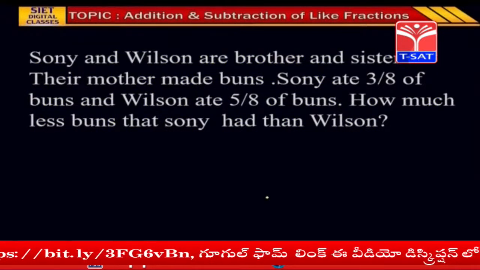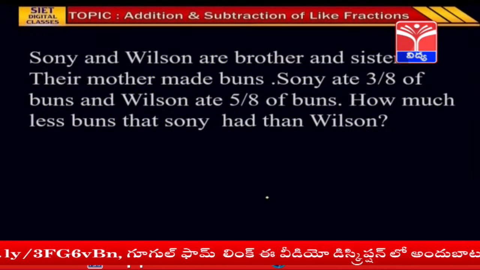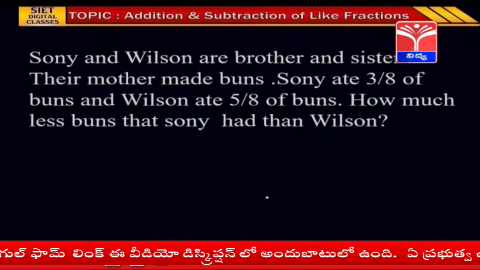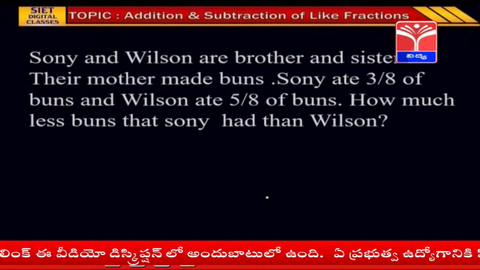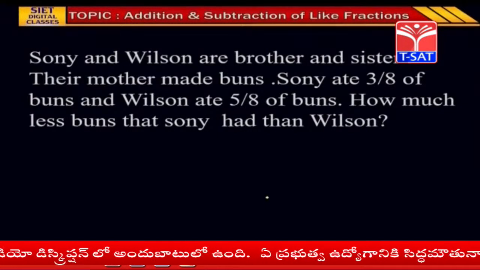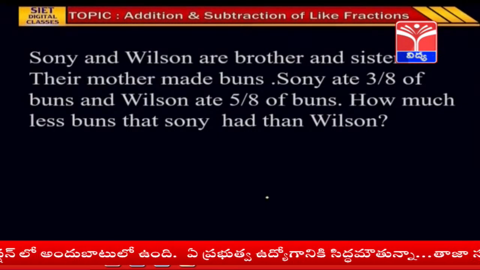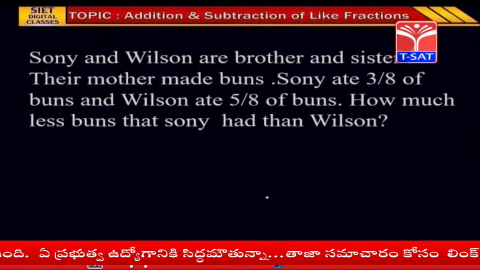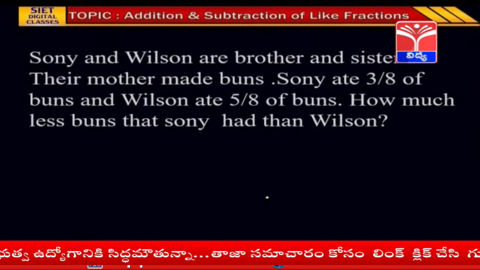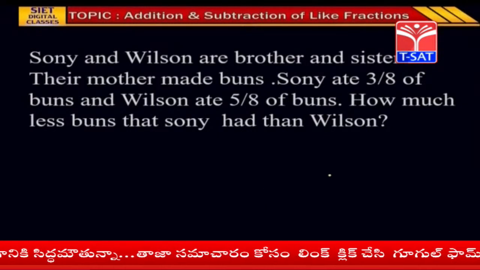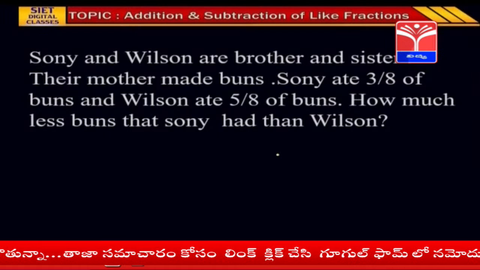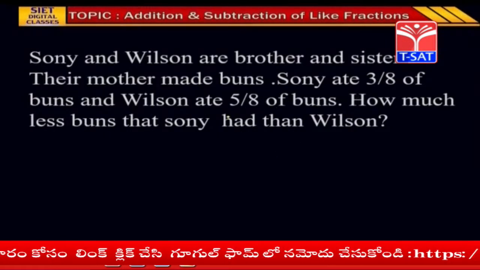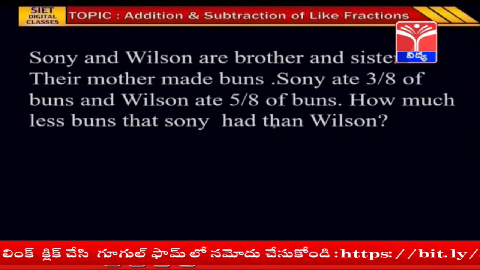Sony and Wilson are brother and sister. Their mother made buns. Sony ate 3/8 of the buns and Wilson ate 5/8 of the buns. How much fewer buns did Sony have than Wilson? Think once how we will solve this problem. We have 3/8 and 5/8. Sony ate 3/8 part of the buns and Wilson ate 5/8 part of the buns.